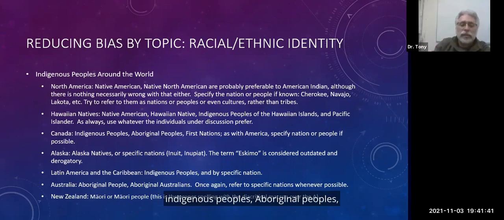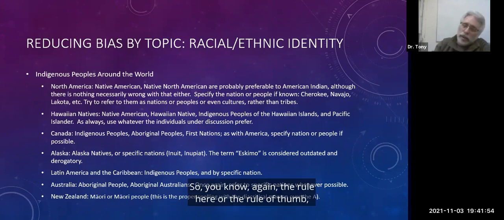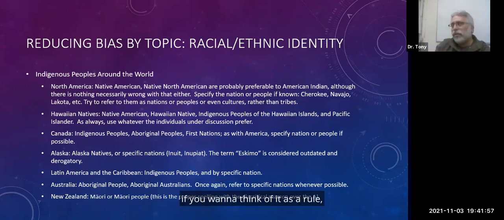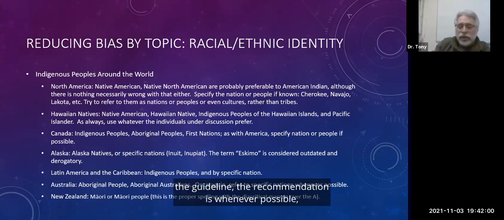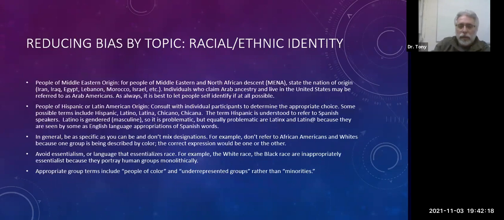There's a whole variety of terms: indigenous peoples, aboriginal peoples, specific nations like Inuit. Speaking of Inuit, Eskimo is considered derogatory, so you won't really see that being used as much anymore. So, again, the rule of thumb, the guideline, the recommendation is, whenever possible, refer to specific nations. If that's not possible, if you don't know those things, then you have more generalized references like Native, Native American, Indigenous, Aboriginal, and so on.